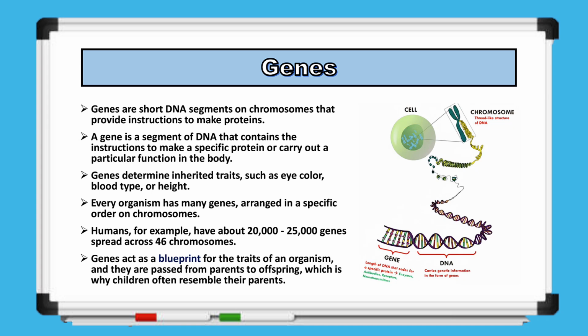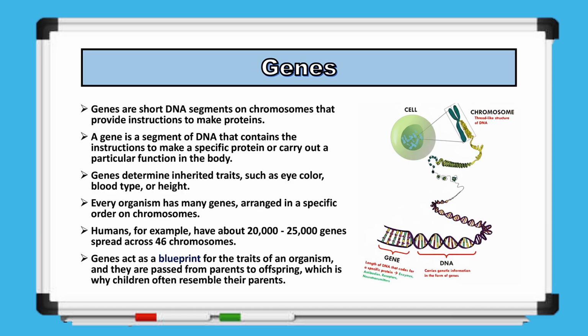Genes are short segments of DNA found on chromosomes that provide the instructions needed to make proteins. In other words, a gene is a segment of DNA that carries the specific instructions for producing a particular protein or performing a specific function in the body. Genes are responsible for determining inherited traits, such as eye color, blood type, or height. Every organism has many genes, and these genes are arranged in a specific order along the chromosomes. For example, humans have around 20,000 to 25,000 genes distributed across 46 chromosomes.